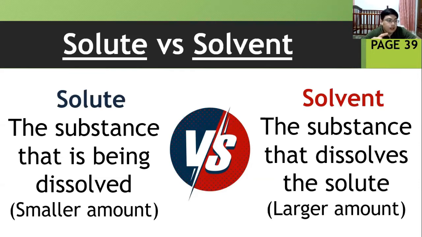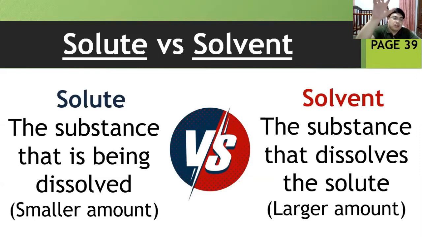vinegar. Gas and gas combinations are also possible. That would be oxygen and nitrogen turning into air. Okay? Gas to liquid. Gas and liquid together. The solute would be carbon dioxide. The solvent would be water. That would turn into soda water, diba? Or soda.